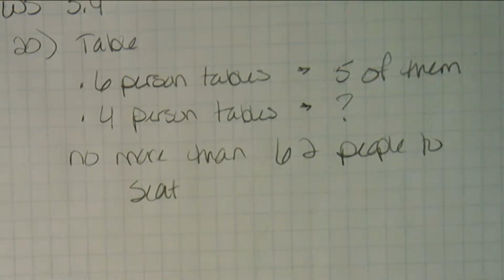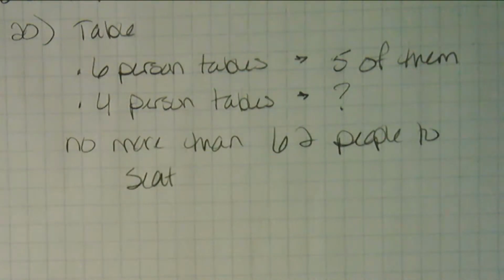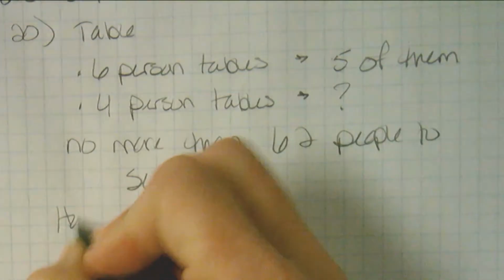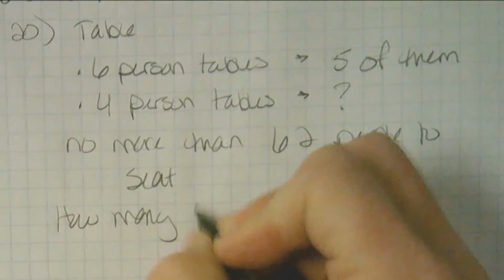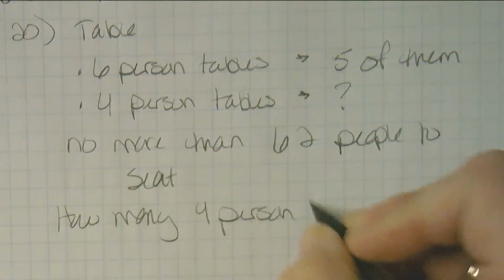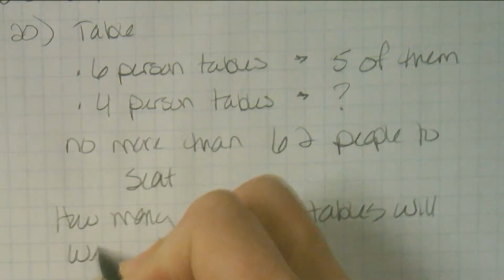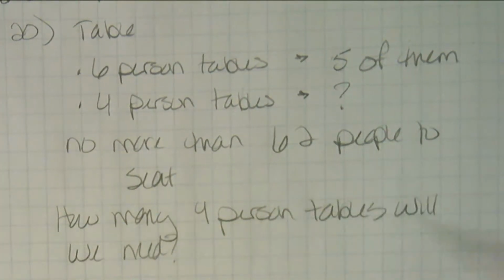So I have 6-person tables, I have 4-person tables. I have to seat no more than 62 people. That's my situation. So what we want to know is, how many tables seating 4 people will we need? So how many 4-person tables will we need? Okay.